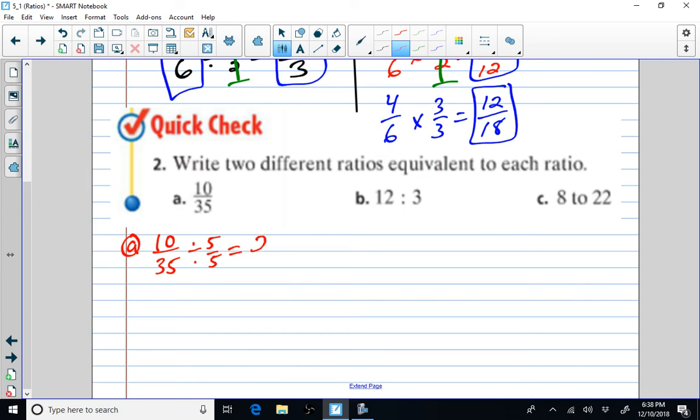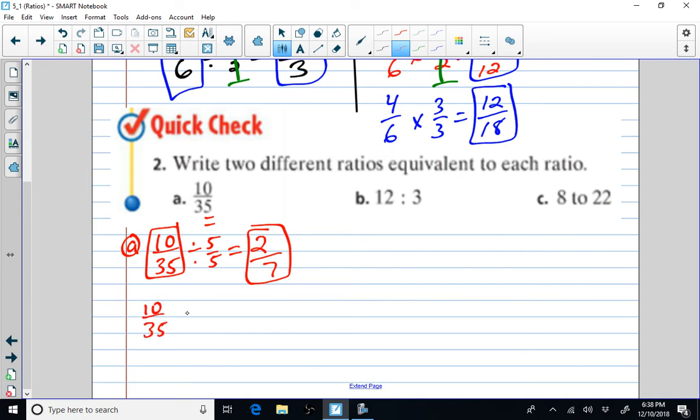10 divided by 5 is 2. 35 divided by 5 is 7. We're saying that 2/7 is the same as 10/35. They are equivalent values, right? They're the same.